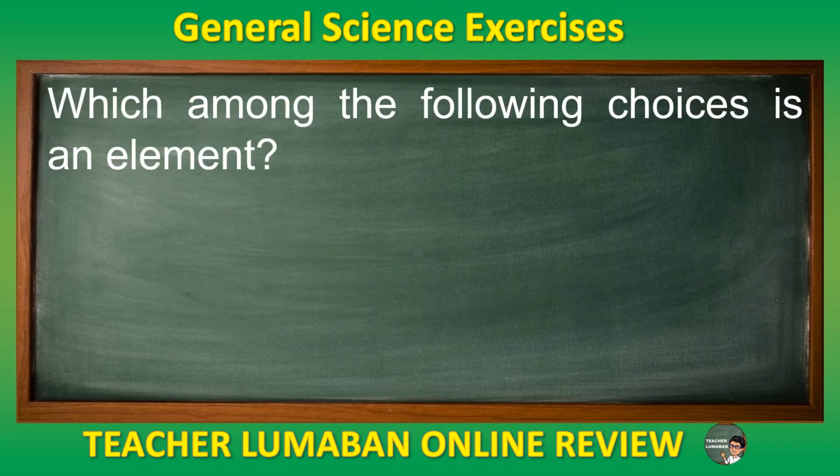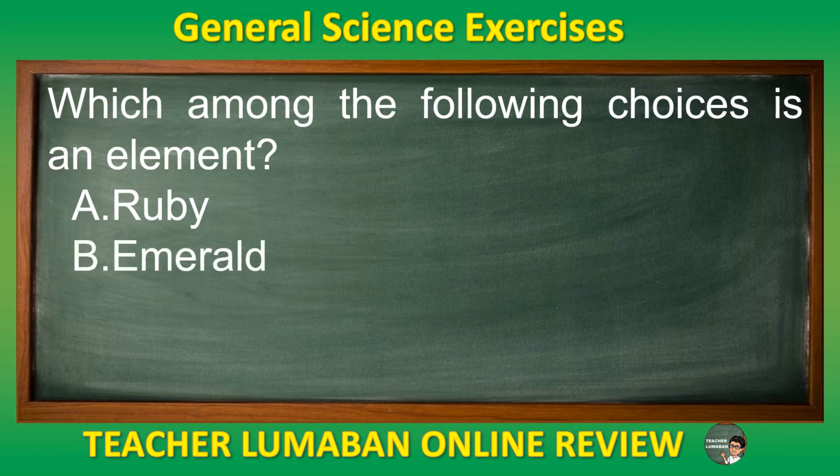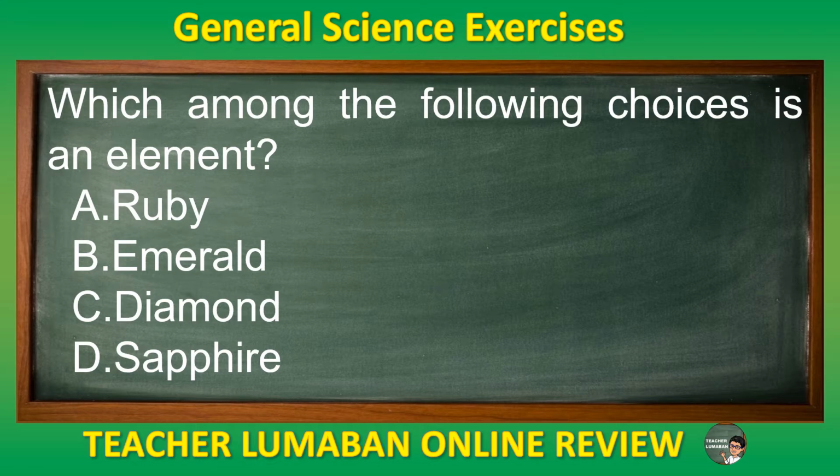Which among the following choices is an element? Letter A, ruby. Letter B, emerald. Letter C, diamond. Letter D, sapphire. Choose the suitable answer based on the given choices in 5 seconds.